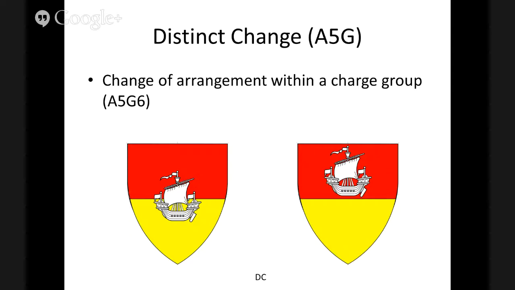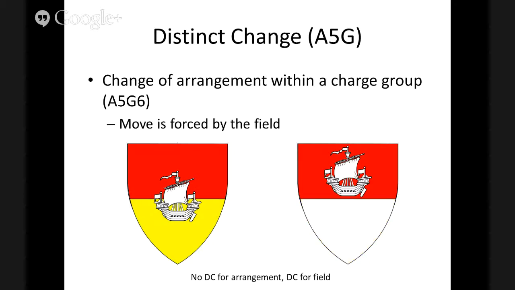Per fess gules and or, in chief a ship argent. Yeah. So have we changed the position of the charge? Yeah, that's a DC. How about here? Why don't we get the DC here? Because it's forced. We had to move it, right? Could we leave that ship in the middle of the field? No, argent on argent again. Okay, no DC. So it can be forced by the field. It can be forced by other charges, by numbers. If you don't have a choice but to change arrangement, you don't get a DC.